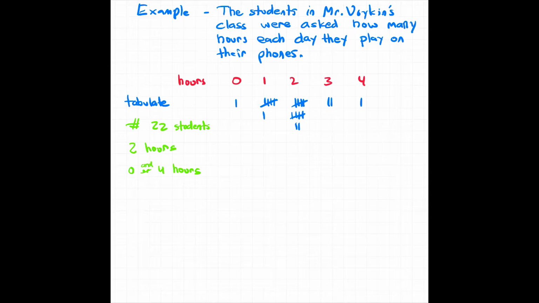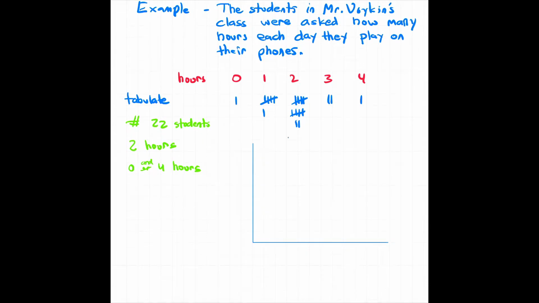Okay, so first of all, we're going to have our y-axis going straight up and down, and our x-axis going off to the right like this. At the top, we're going to have a title. So the title would be number of hours on a phone. Okay, and down below, we have to figure out what we're going to put on the bottom axis and what we're going to put on the left axis.